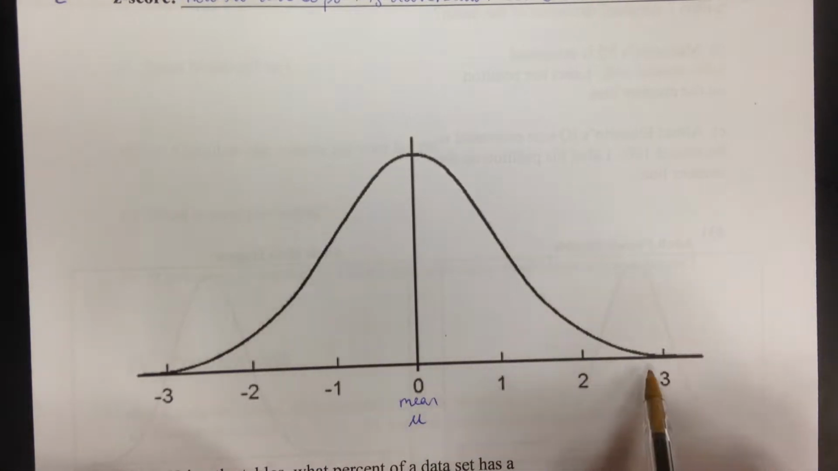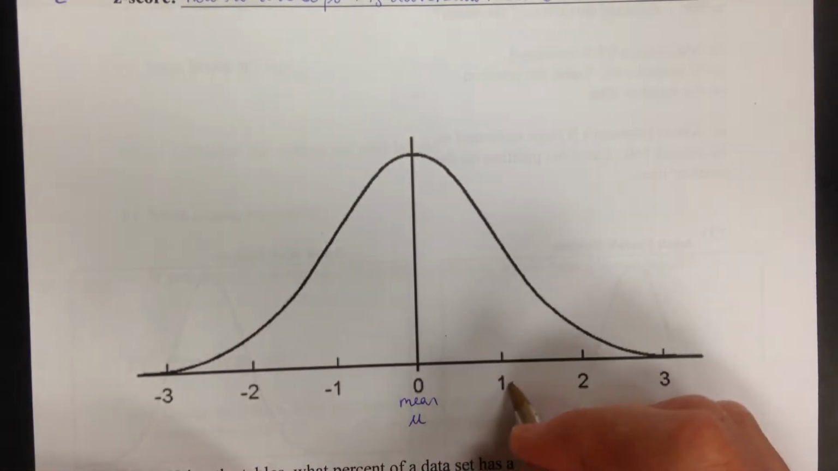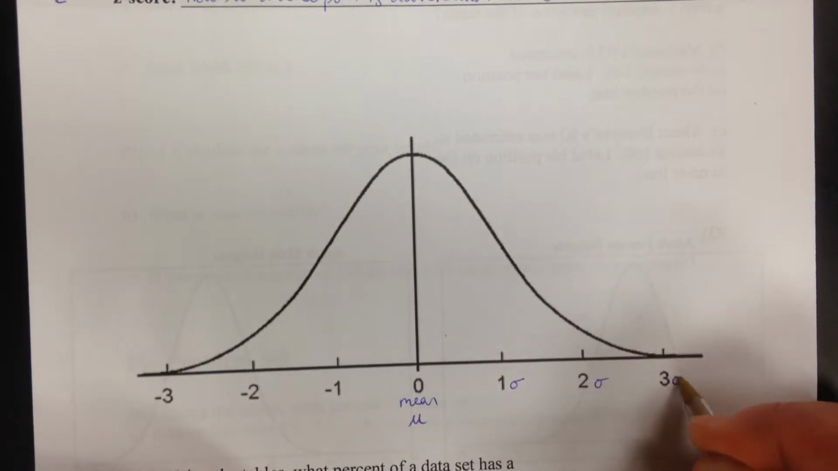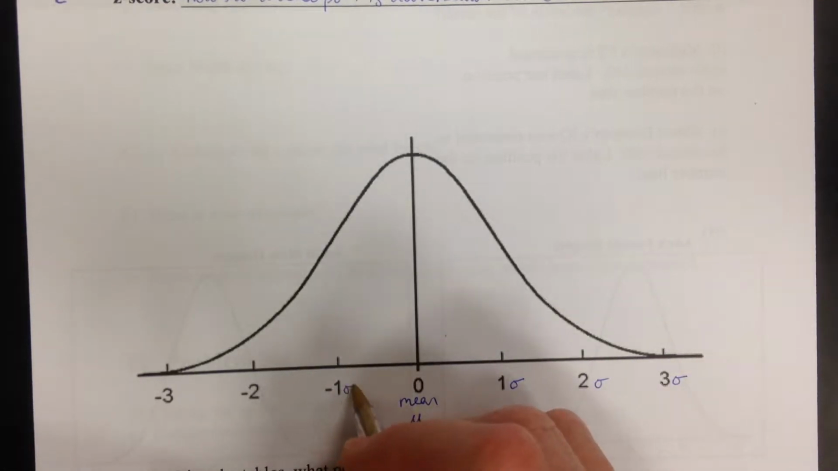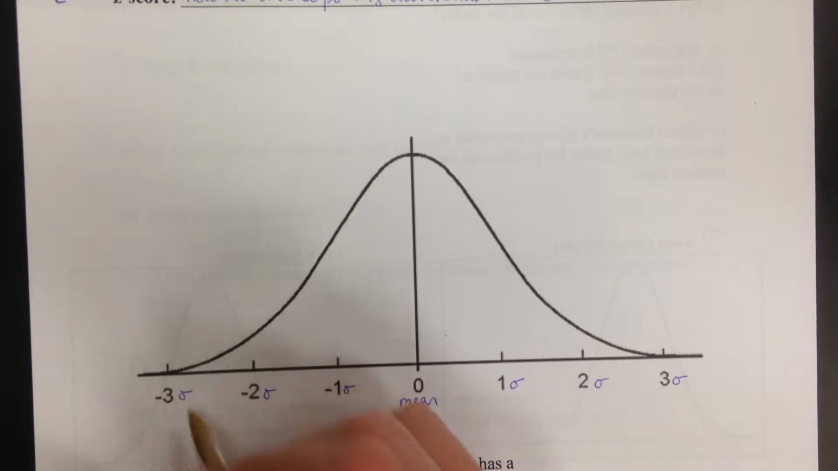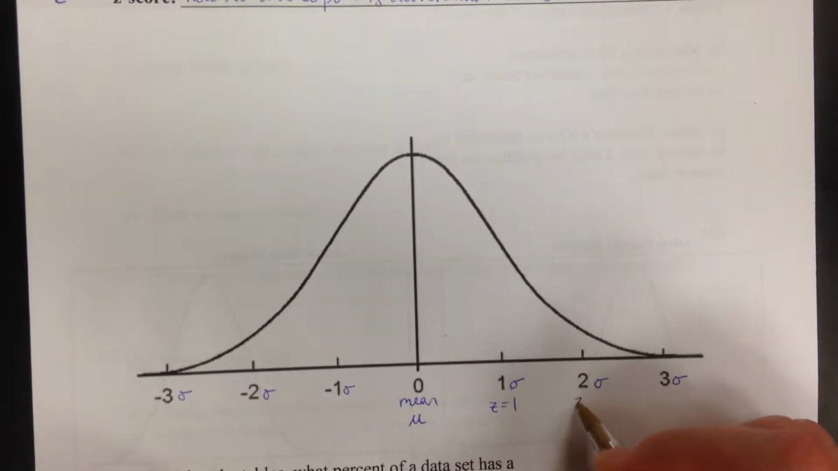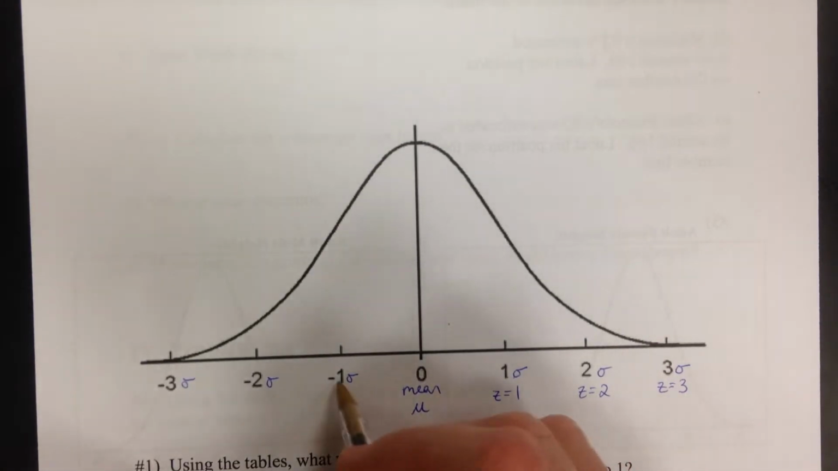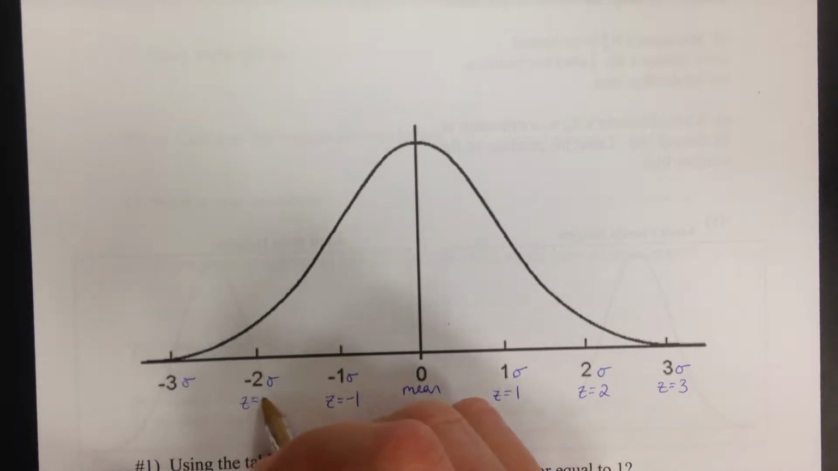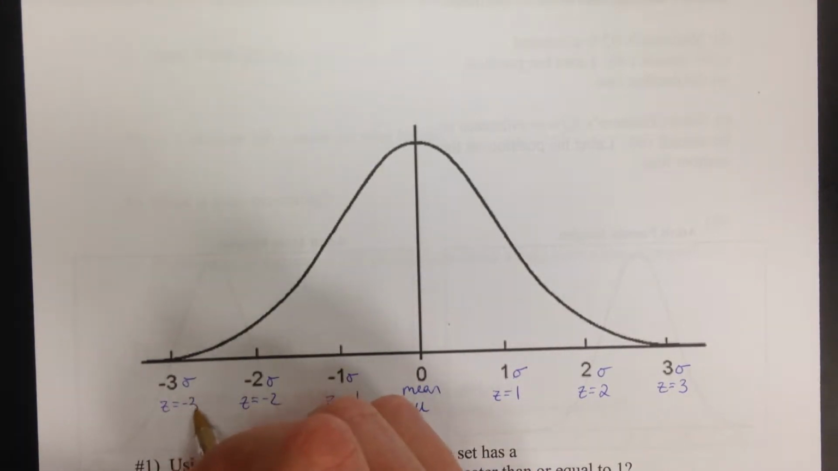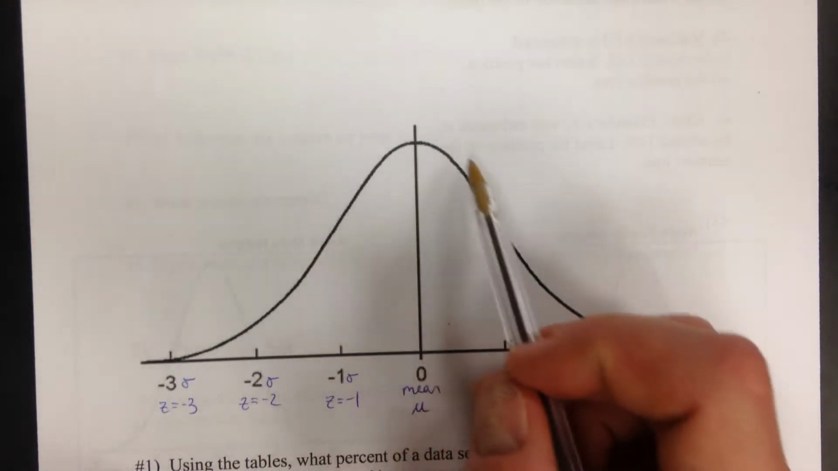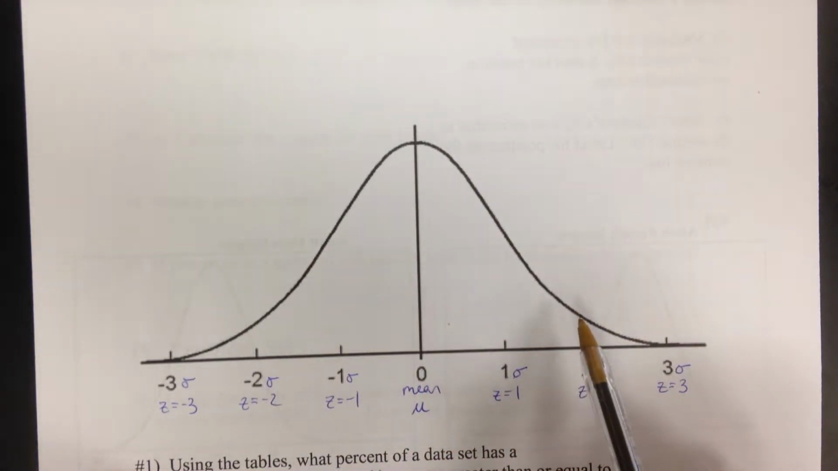Now, the numbers 1, 2, and 3 represent the standard deviations above the mean, and the negative numbers represent the standard deviations below the mean. For one standard deviation, the z-score is equal to 1. For 2 standard deviations, the z-score is 2. Here the z-score is 3. For -1 standard deviation, the z-score is -1. And -2 and -3.